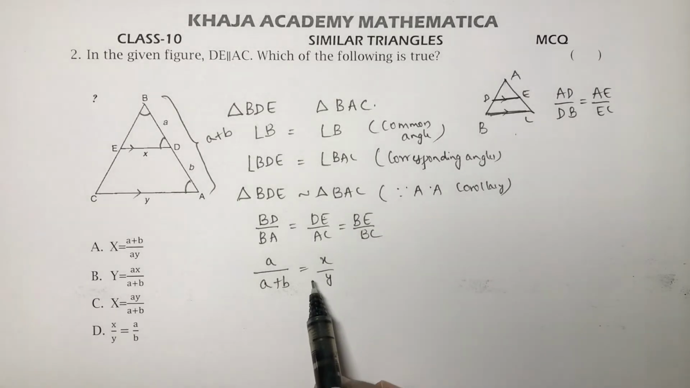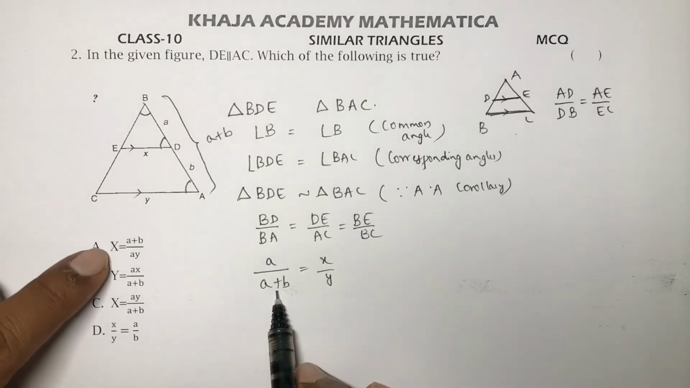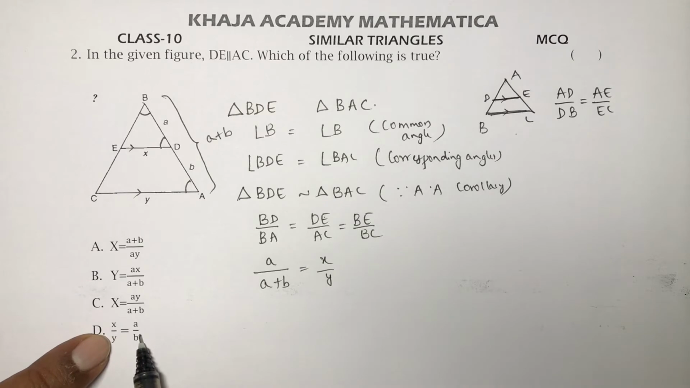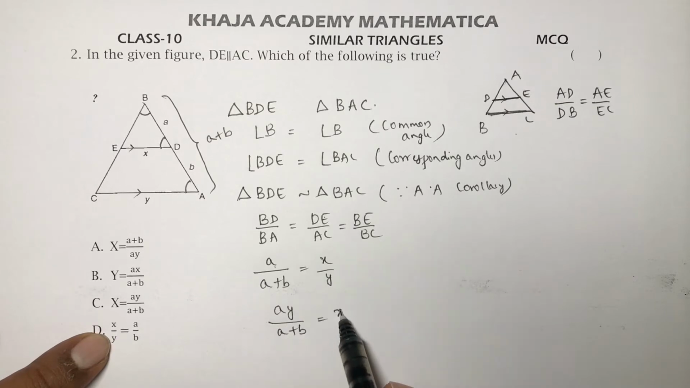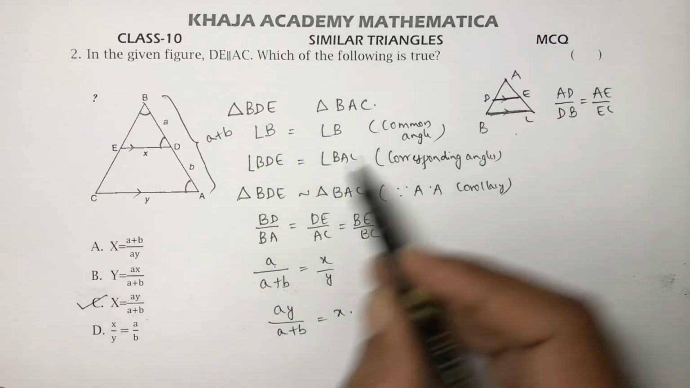Now see, in options you check X by Y is A by A plus B. X by Y is, this is not the option. So cross multiply: AY by A plus B equals X. So X value is AY by A plus B. So the correct option is C.